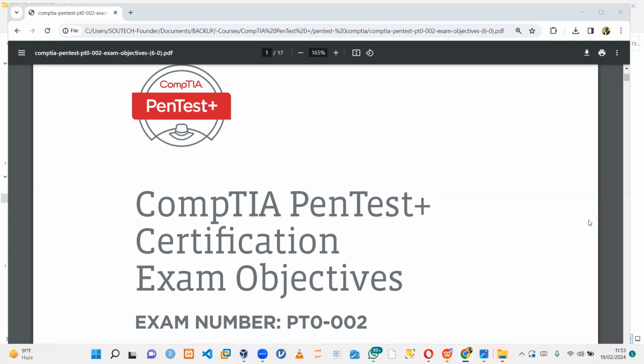On our journey, averagely on a 30 days journey to be able to pass the exam, we're going to be going through some nuggets. The very first one is for us to actually understand the CompTIA PenTest certification exam objectives.